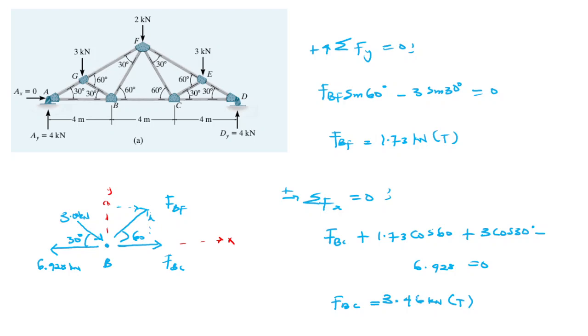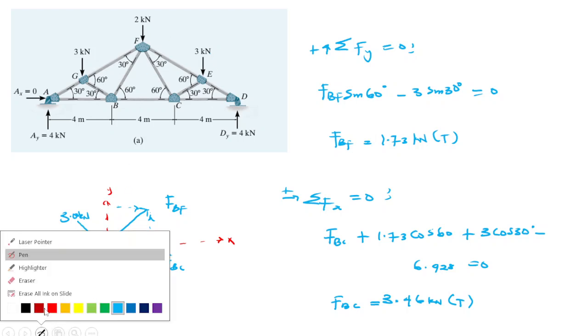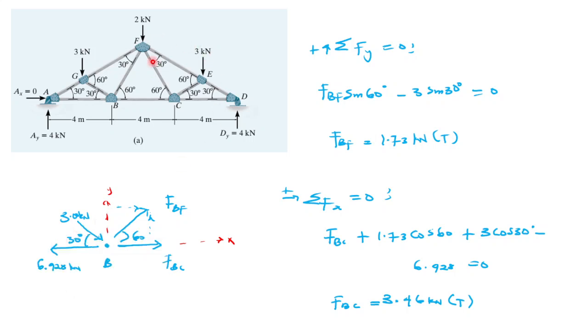So with that, we don't need to go ahead and solve the other side of the truss. If you notice, this truss is symmetrical. What is happening here is what is happening here. So whatever forces we have on this side of the truss is what we have on the other side. So as it is, we are done with our solution.